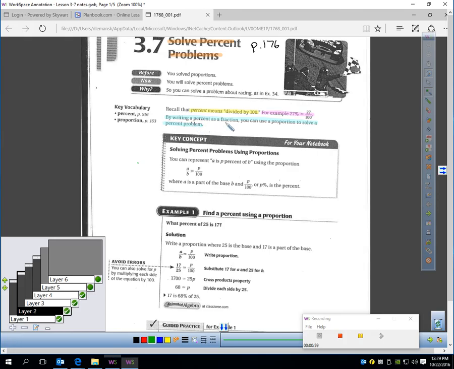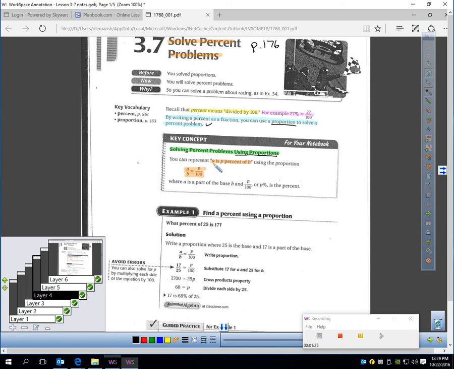By writing a percent as a fraction, you can use a proportion to solve a percent problem. I would say that's important because, as you've learned in the last two lessons, a proportion is a pretty easy thing to solve. So they give us this key concept box which shows how we can use a proportion to solve a percent problem. Now I'm going to highlight this. This isn't an easy read. It's an easy concept, but it's easier to show on paper than it is to read it. But I am going to highlight and read it.